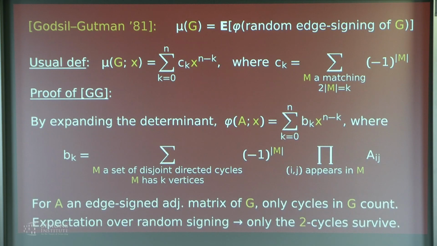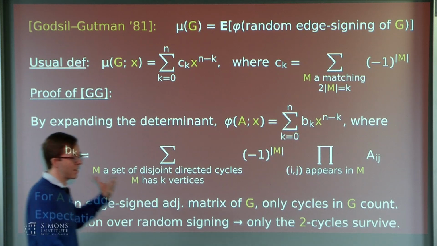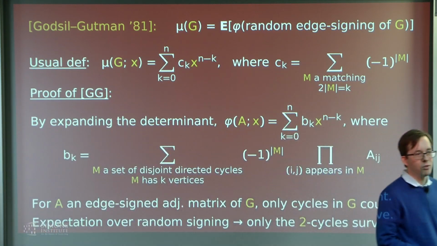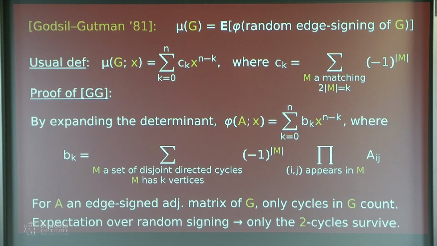So that was a little fast. You don't have to fully get that whole proof, but I'll say some similar words later, and I wanted to warm you up for it. So this is a sketch of the proof of why the generating function of matchings is the same as this expected characteristic polynomial of a random edge signing of a graph.